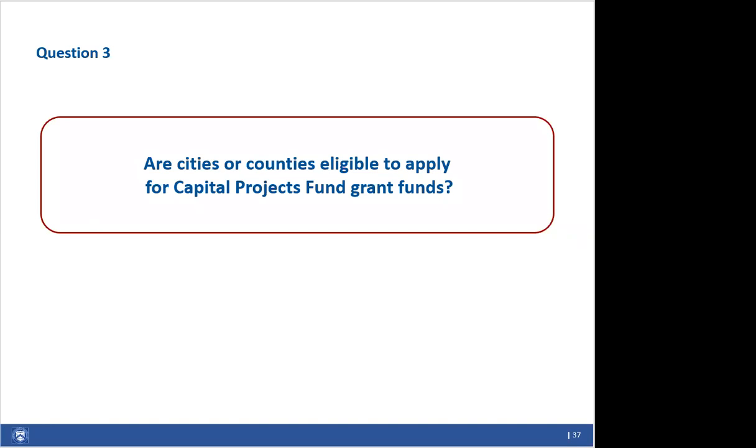Yeah, Mo, I'd be happy to. So the American Rescue Plan established the Capital Projects Fund to make payments to states, territories, freely associated states, and tribal governments. So cities and counties are not eligible to be direct recipients. But while cities and counties aren't eligible recipients of the fund, we do encourage states to engage with communities when planning for the use of grant funds.